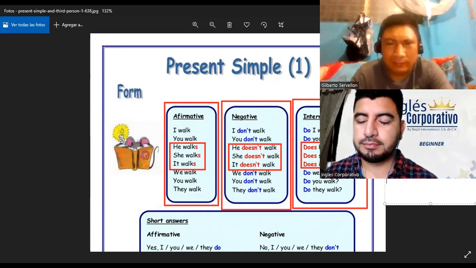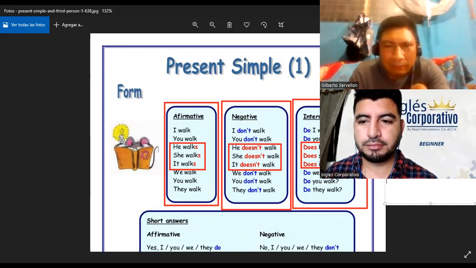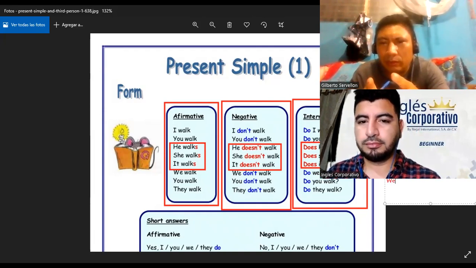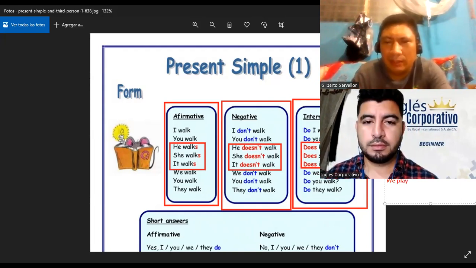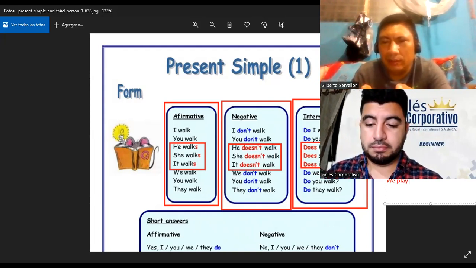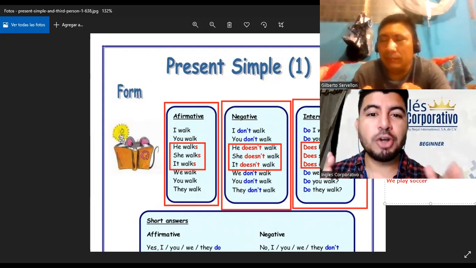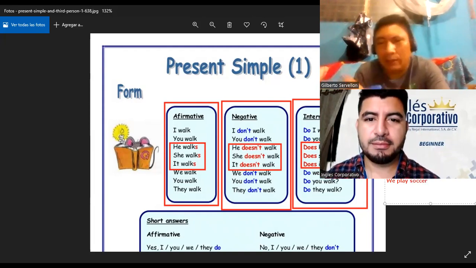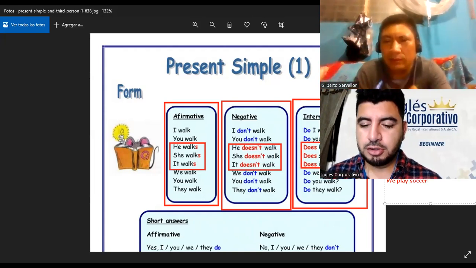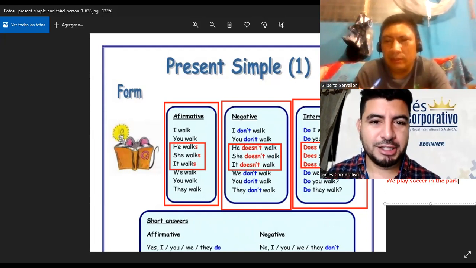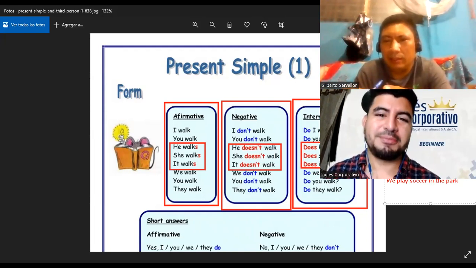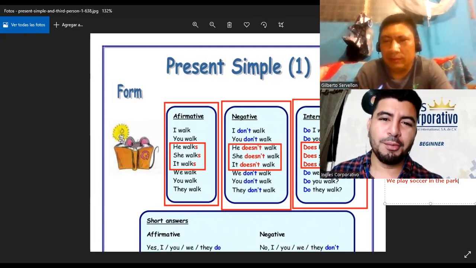We play. Si quieres, pongámosle soccer, fútbol. We play soccer. ¿En dónde? In the park. We play soccer in the park. Jugamos fútbol en el parque.